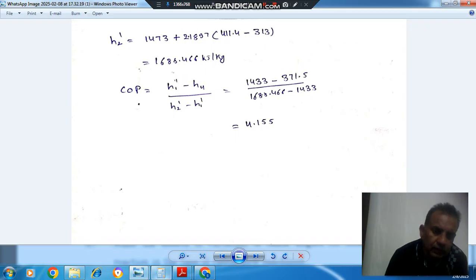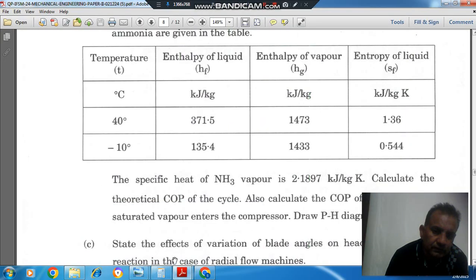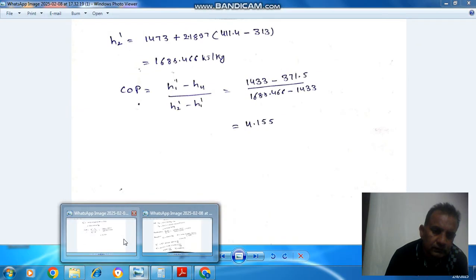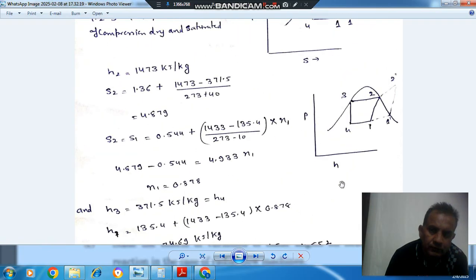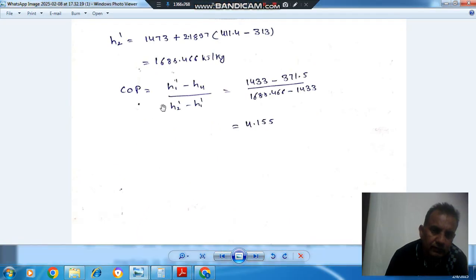Again the COP is the refrigerating effect, that is H1 dash minus H4 divided by H2 dash minus H1 dash. So H4 is same. H1 dash we have, H2 dash we have calculated. So putting this value we get COP as 4.11155.